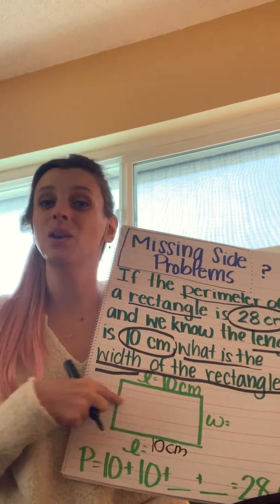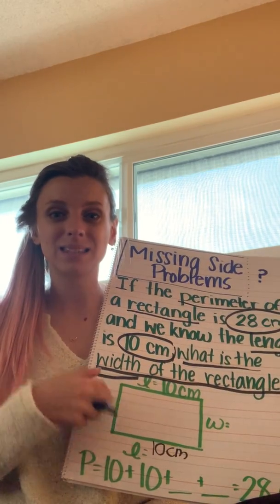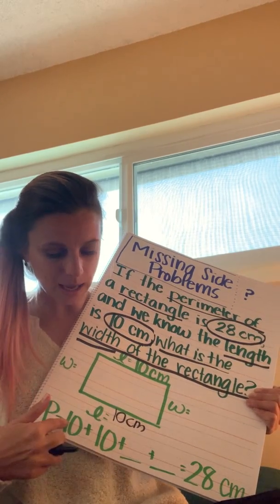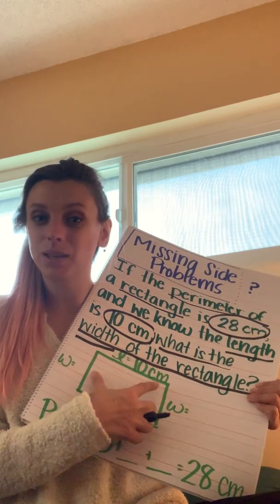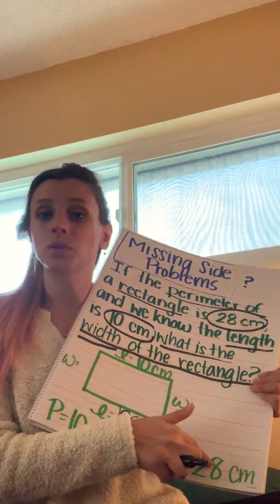These are my width, and I don't know what this is, but I know that when I add 10 and 10 and these two sides, it has to get up to 28. So I wrote that like this. The perimeter is going to be 10 plus some number plus that same number again, because those sides are going to be the same length, and that's going to get me to 28. So now I'm ready to solve.